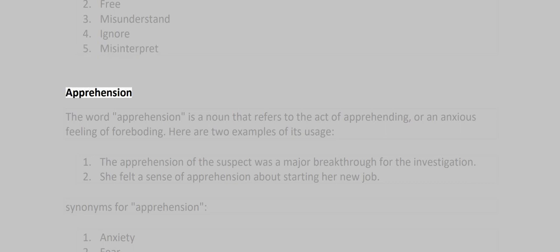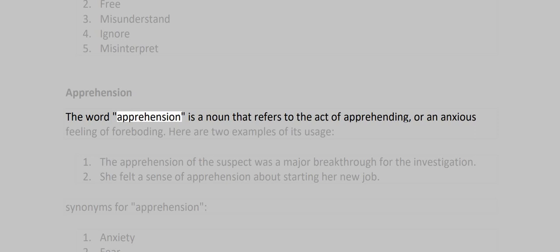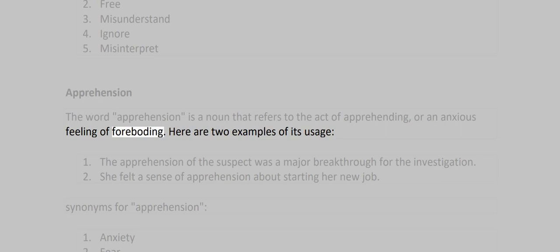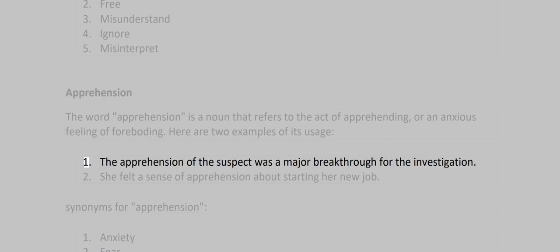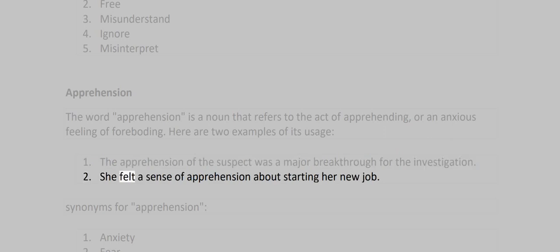Apprehension. The word apprehension is a noun that refers to the act of apprehending or an anxious feeling of foreboding. Here are two examples of its usage. 1. The apprehension of the suspect was a major breakthrough for the investigation. 2. She felt a sense of apprehension about starting her new job.